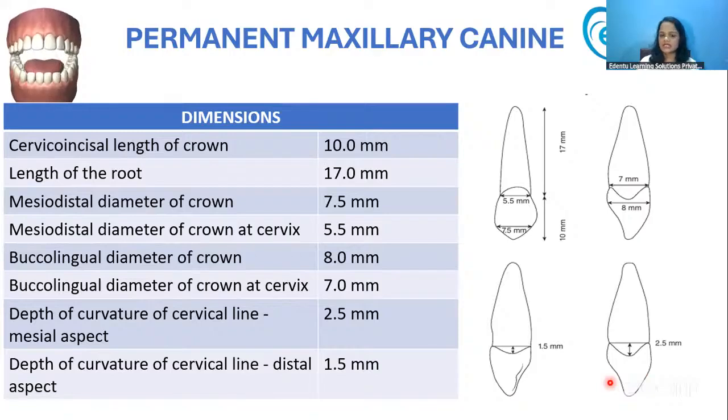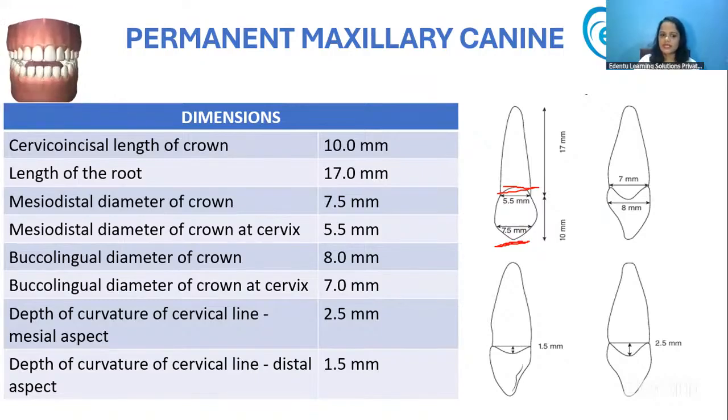Next is the dimensions. The dimensions also, let's have a comparison and then study so that it will be easier for you. In the dimensions, they are first mentioning the cervico-incisal length. So you should know what the cervico-incisal length is. The cervico-incisal length means from the cervical line to the cuspal tip. So this measurement is the cervico-incisal length of the crown.